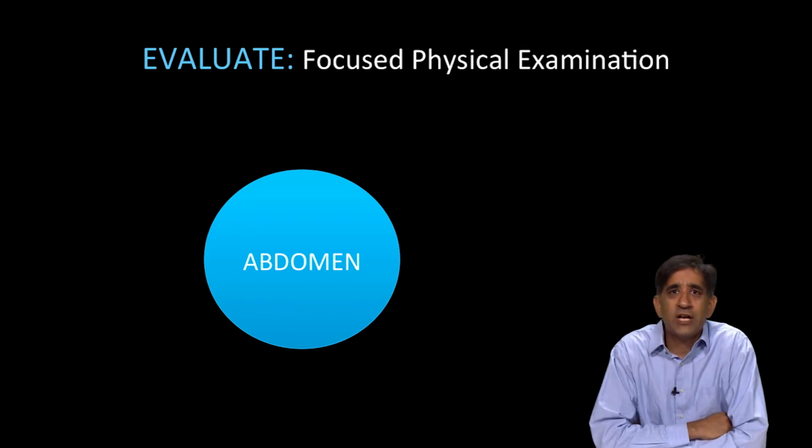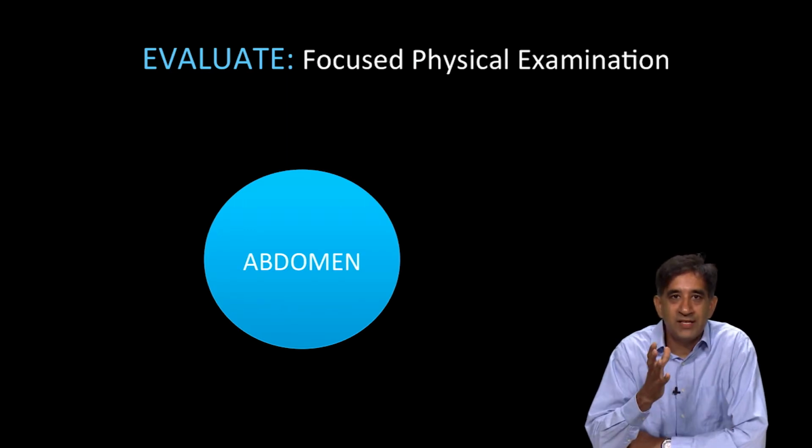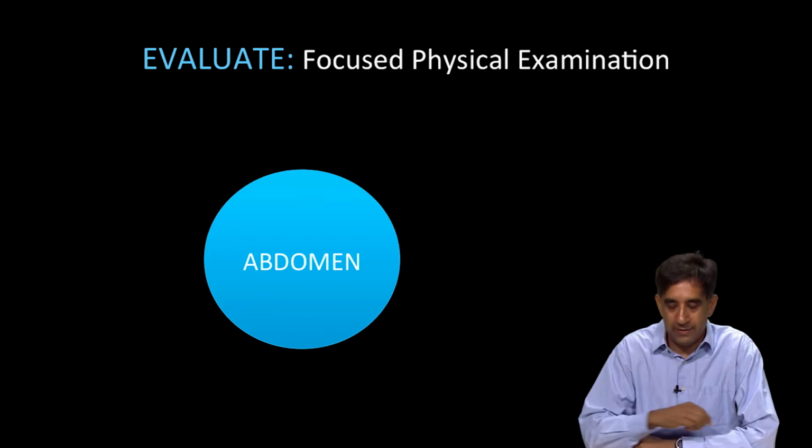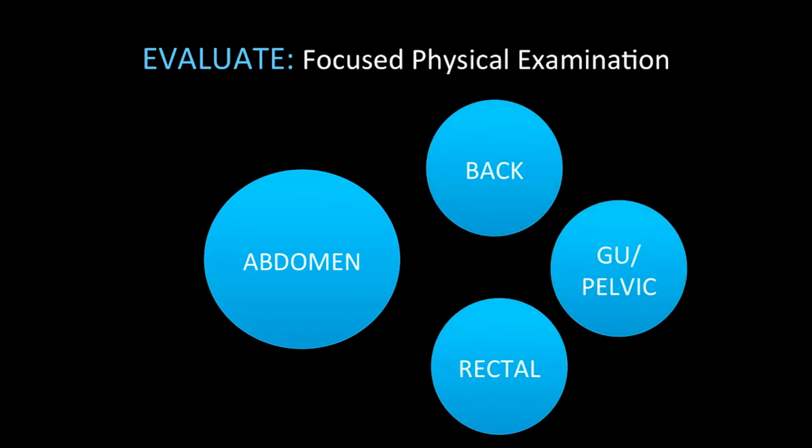When performing a focused or directed physical exam, it's obvious in a patient with abdominal pain that we're going to want to examine the abdomen. But there are 3 other parts of the body that are equally important to examine in any patient who presents with abdominal pain. And they are as follows. The back exam, so we're going to examine the back to ensure that the patient doesn't have costovertebral angle tenderness. In a male, you're going to want to do a genitourinary exam. In a female, you're going to want to do a pelvic exam. And then finally, in any patient with abdominal pain, it's advisable to do a rectal exam as well.